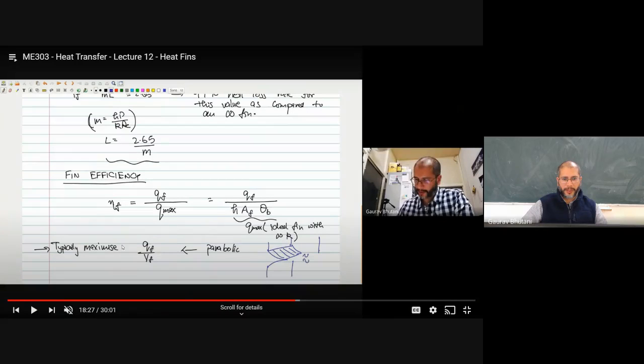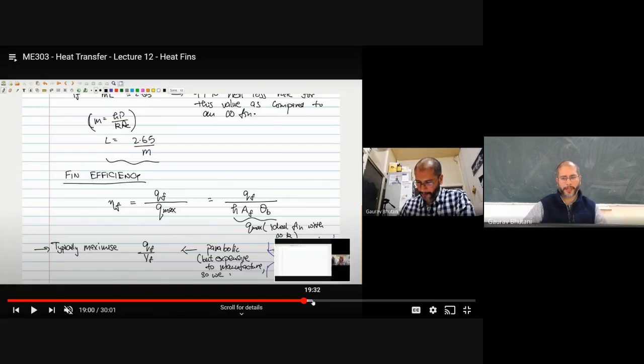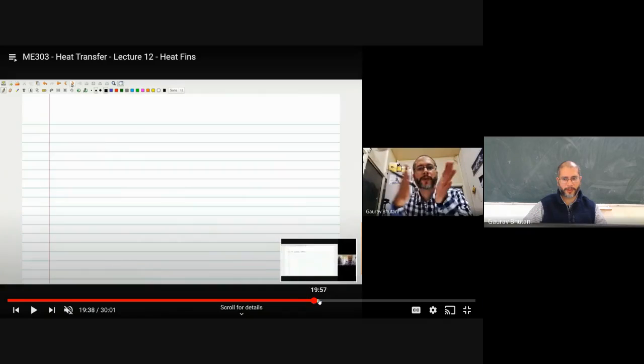Okay, then we talked about maximizing, instead of maximizing Q_f, we maximize Q_f by V_f. So the amount of heat loss per unit material of the fin used, because ultimately that is what you would want to optimize. You can't ignore the material cost, which also has to be taken into account. And we saw that that's ideal for a parabolic fin, which can be approximated to a triangular fin. So one tends to use triangular fins when possible.